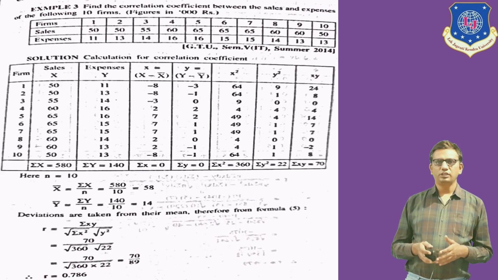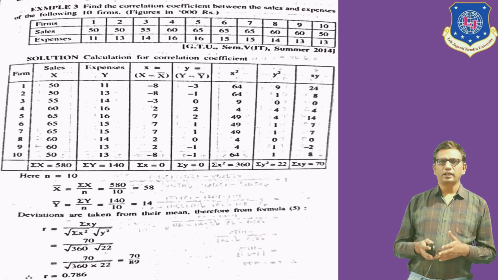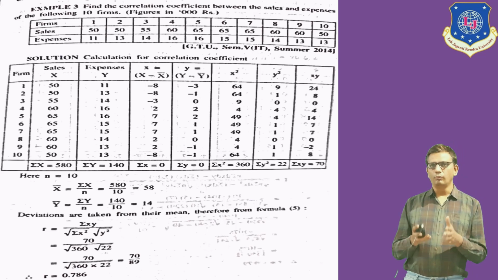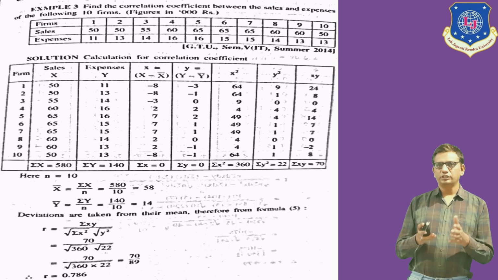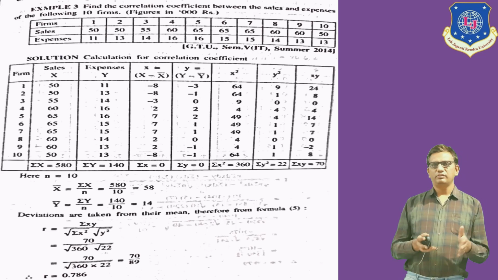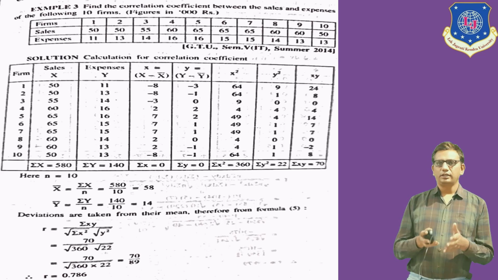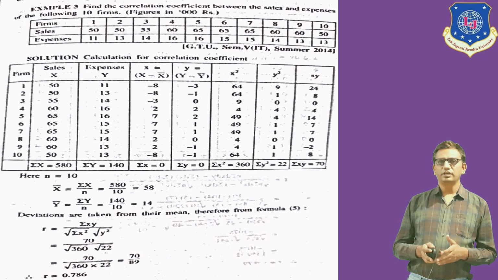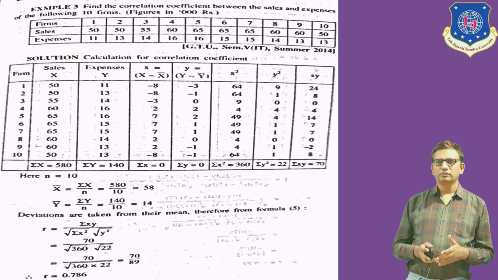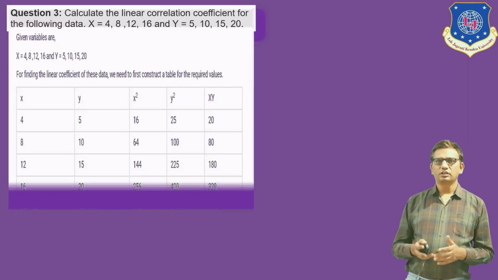X bar is 58 and y bar is 14, and after that we calculate x minus x bar, y minus y bar, x square, y square and xy. So here x can be written as x minus x bar and y as y minus y bar, that is the moments from the mean. After that we apply the Karl Pearson formula, and the relation between the two data is 0.78, so it is positively correlated data. And now we will see one more example.